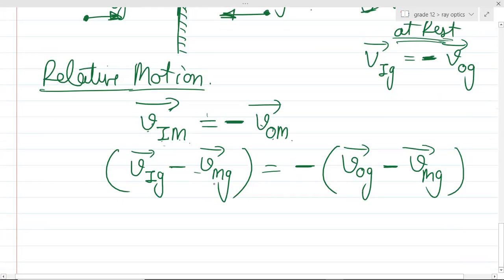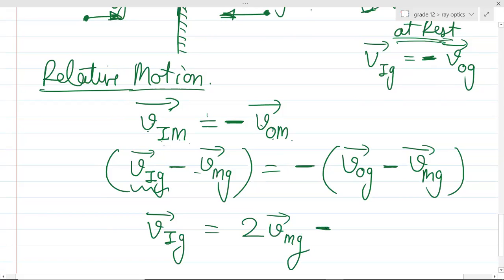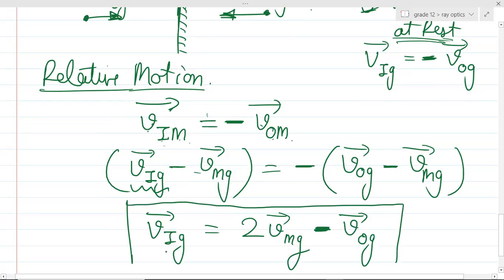And can you see, when you solve it for this V_I/G, you will get velocity of image with respect to ground is basically twice the velocity of mirror with respect to ground minus velocity of object with respect to ground, and the signs are vector signs. Please remember the signs are with vectors, so you need to use this formula with the help of signs only. Did you understand the concept, guys?